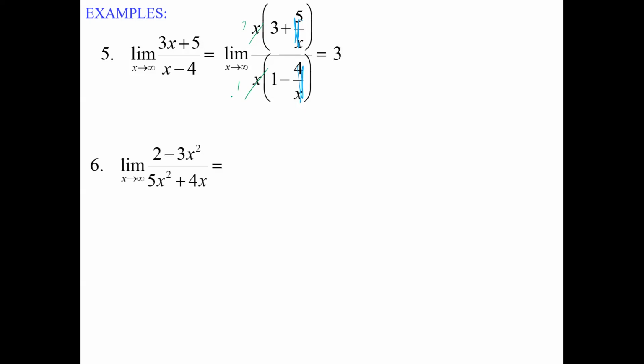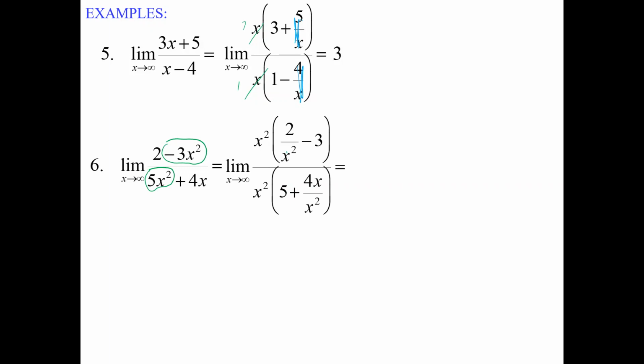Let's look at the second one. Limit as x goes to infinity, 2 minus 3x squared over 5x squared plus 4x. Okay. Leading, we can see the same thing. Leading function is negative 3x squared. Leading function in the denominator, 5x squared. x squared, the same. Let's factor out x squared. 2 over x squared minus 3, 5 plus 4x over x squared.